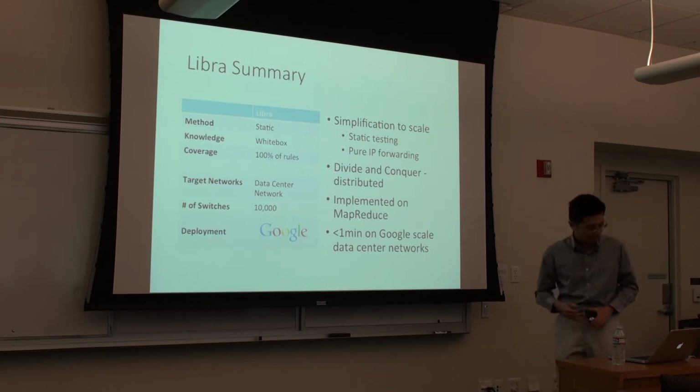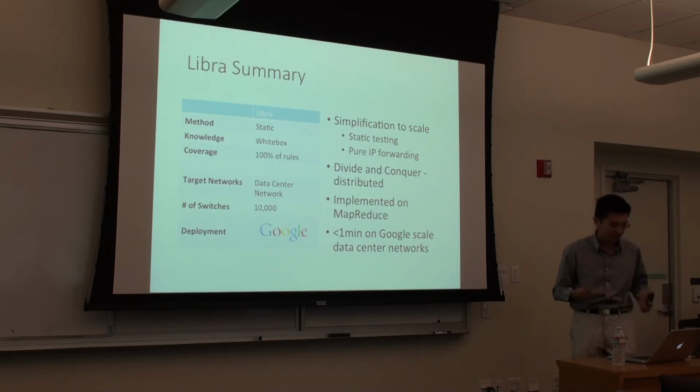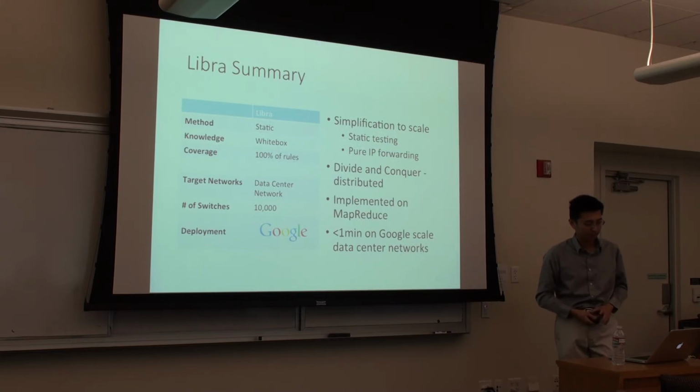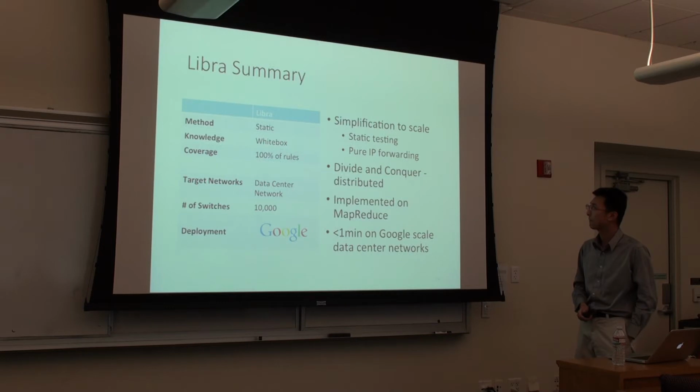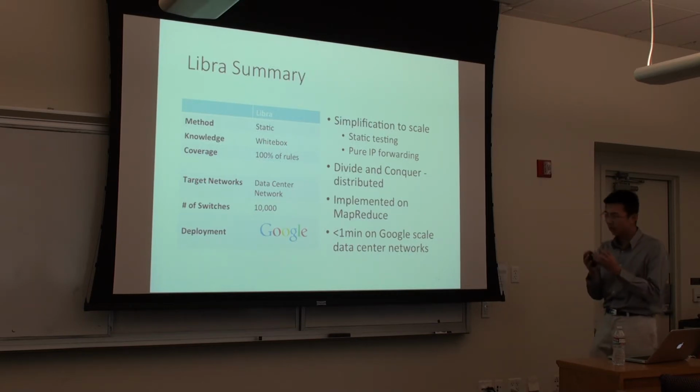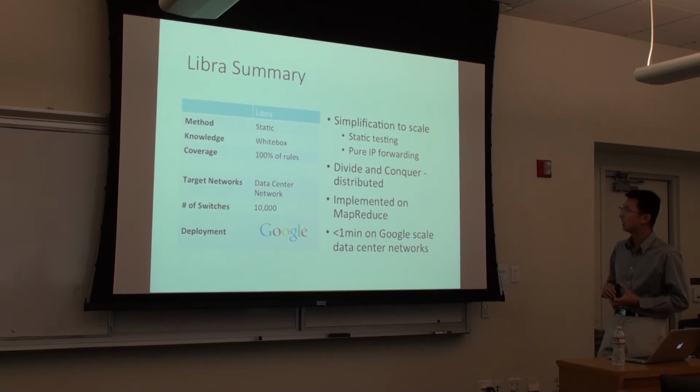So, in summary, Libra is a static white box tester that covers 100% of rules. It is designed for data center networks consisting of tens of thousands of switches. And we have evaluated and deployed Libra on Google's data center network. The key of Libra is simplification, and it does this simplification to scale. The two simplifications described here are the static testing and pure IP forwarding.